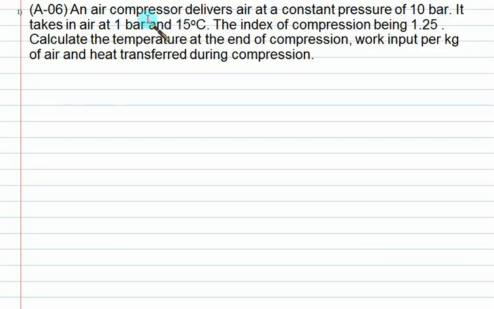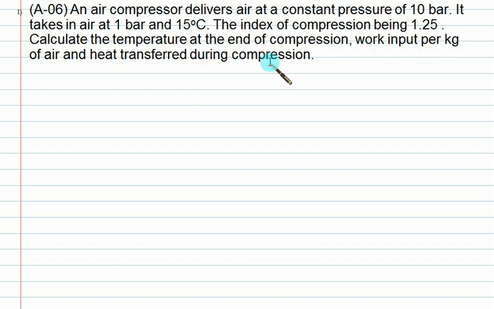Let's solve some problems here. We have an air compressor that delivers air at a constant pressure of 10 bar. It takes air at 1 bar and 15 degrees Celsius. That is the atmospheric condition or suction condition. The index of compression is 1.25, and we want to calculate the temperature at the end of compression, the work input per kg of air, and the heat transfer during compression.